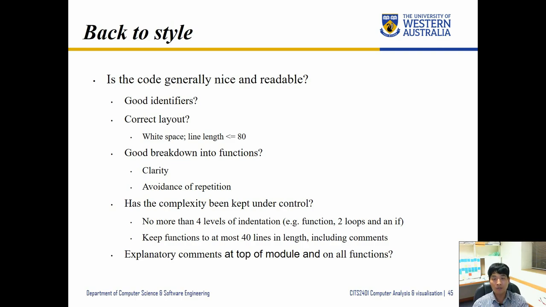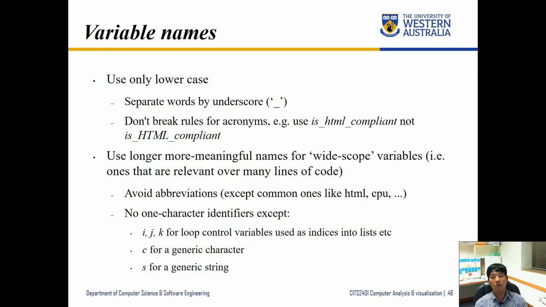Let's have a look at individual items, right? Names. Well, what we want to do for variable names is essentially use lowercase letters. So try not to use uppercase letters for variable names. And if needed, separate the words by the underscore. Don't break rules for acronyms as well. For example, like HTML, just use the lower letters. Okay, so that's the guideline.